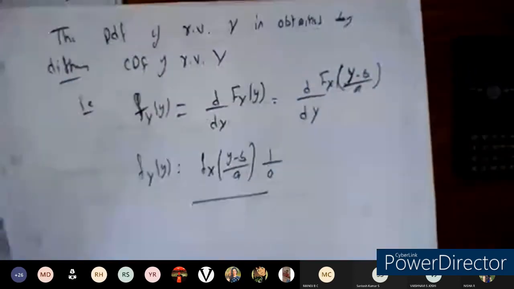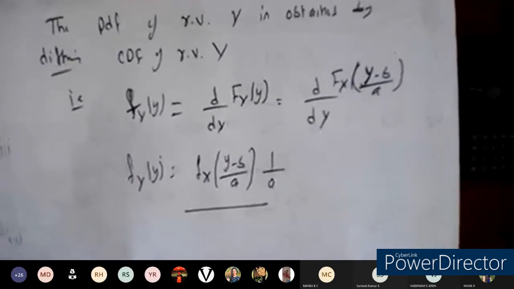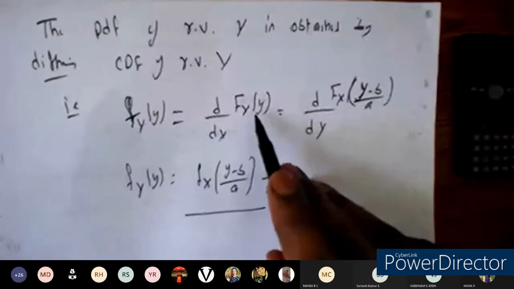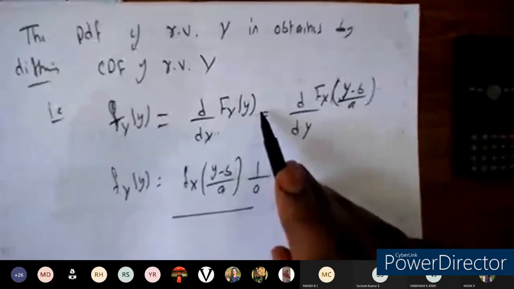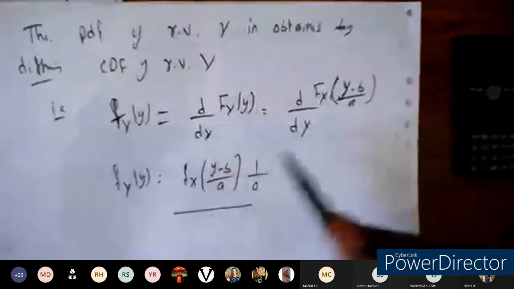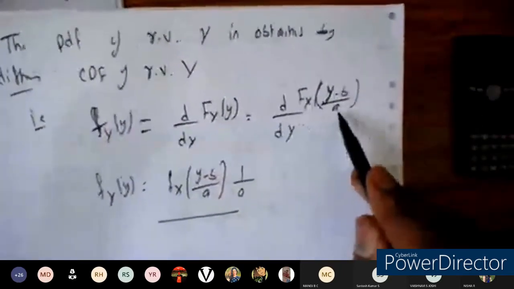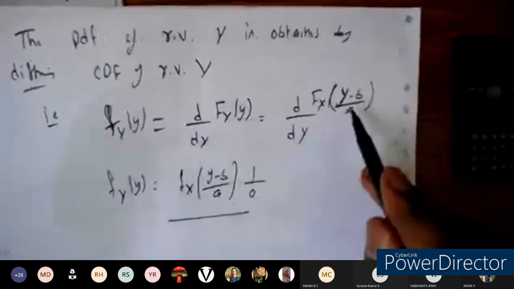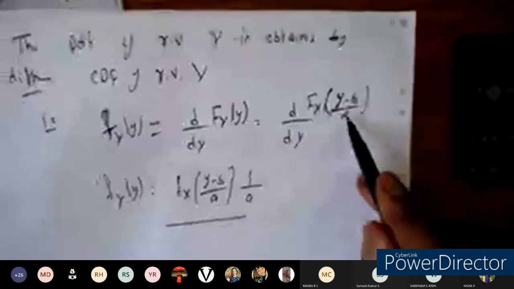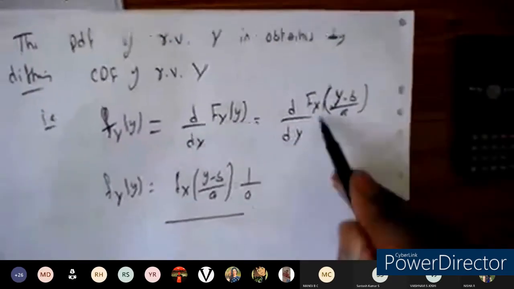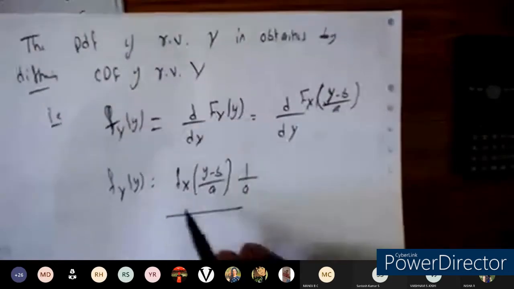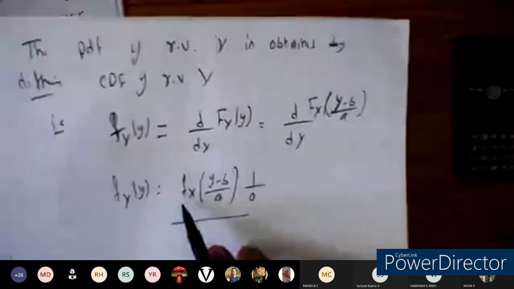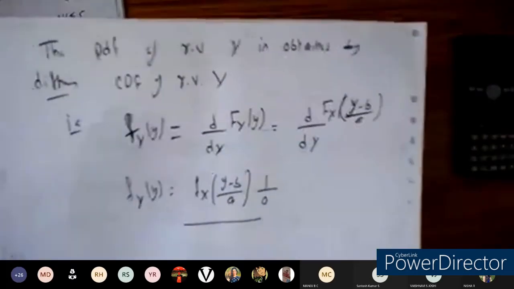You can see now. So f y of y can be obtained by differentiating the CDF F y of y, which we know from the previous relation is nothing but F x of (y minus b) by a. If I differentiate this with respect to y, the derivative of y is 1 and the constant 1 by a remains. Differentiating F x gives the PDF of x. So we can write f y of y is equal to f x of (y minus b) by a, into 1 by a.